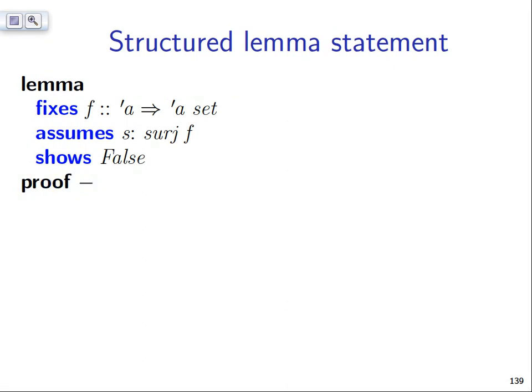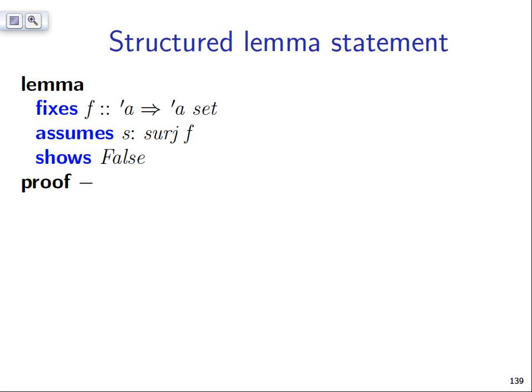And then you do the proof as before, except that now, if you say shows false, if you just were to say proof without any dash here, there's a dash meaning don't try any automatic proof methods. I will tell you how to do the proof.